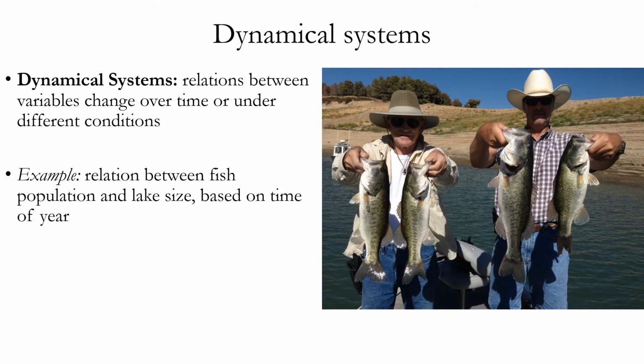A dynamical system is when relations between the variables changes over time or under different conditions. An example is the dynamic relation between the fish population and the lake size based on the time of year. So there is a general correlation and also a causal relation between the size of a lake and how many fish live there. Having a larger lake causes a larger fish population. However, there's not a constant relation between these two factors because it can change over the course of the year based on the seasons, how much food is available to the fish, their breeding season, etc.